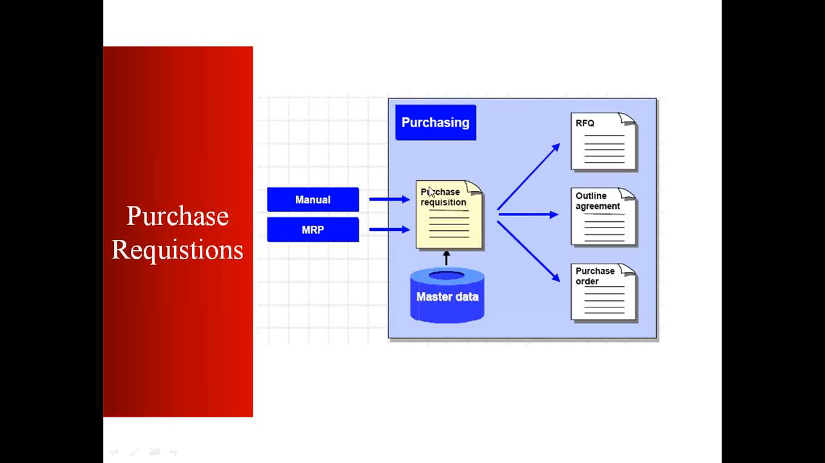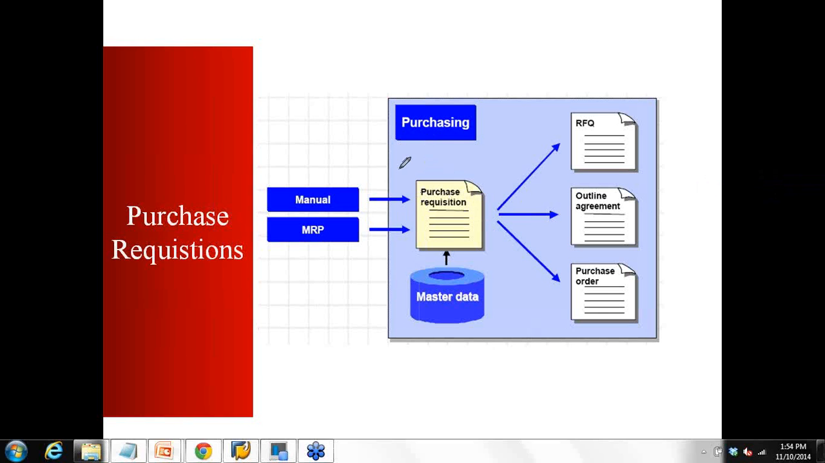So as I just said, this is a purchase requisition, and a purchase requisition can be created manually or from MRP. The purchase requisition structure is pretty much like a purchase order. In a purchase order, we enter a vendor number and a material number, and it pulls all the data. Same thing here.